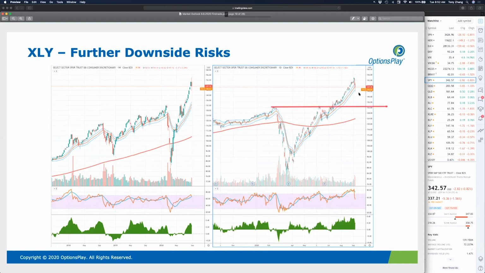XLY has a lot more room to the downside, in my opinion, than Staples. This is one that I do think you could see some further downside, because XLY does have quite a few names that fall within that FANG sector, specifically Amazon, that could see some move to the downside.